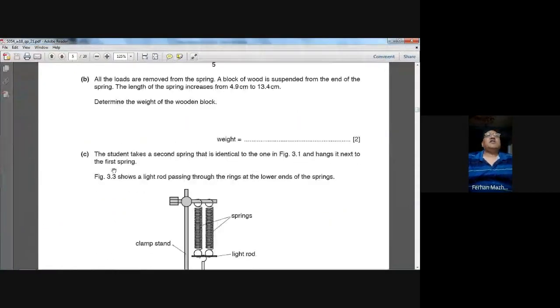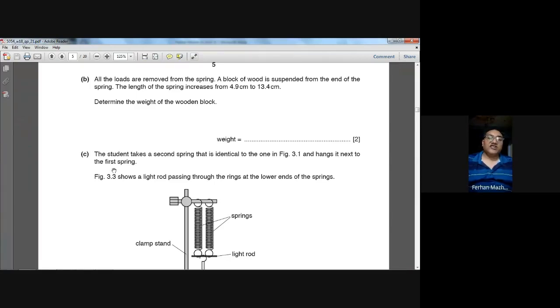The B part: all the loads are removed from the spring. A block of wood is suspended from the end of the spring. The length of the spring increases from 4.9 centimeter to 13.4 centimeter. Determine the weight of the wooden block. So first of all, the original length of the spring is 4.9 centimeter. And when I hung the wooden block, its length became 13.4 centimeter. First, I need to find out how much extension is produced by this wooden block.